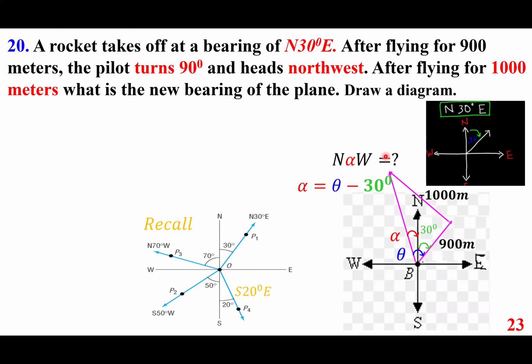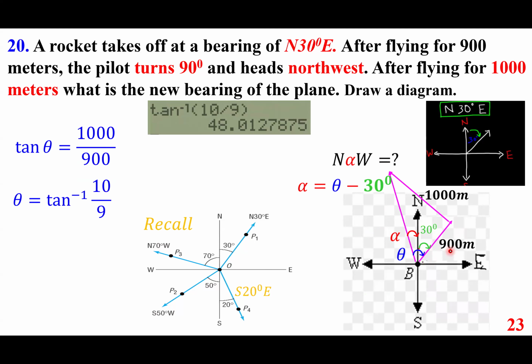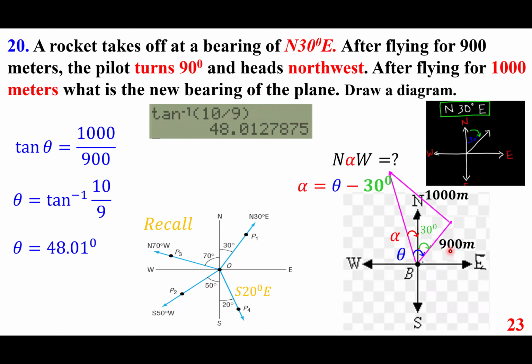This is 900, this is 1000. So tan of theta is the opposite 1000 over the adjacent 900. Put it into a calculator and you come up with the angle 48.01 degrees. Subtract 30 degrees and that's alpha. And so north 18.01 degrees west. That's how you get it.